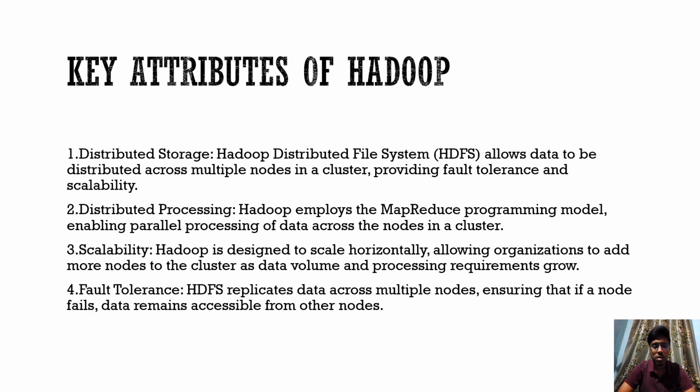Key attributes of Hadoop: distributed storage. Hadoop Distributed File System (HDFS) allows data to be distributed across multiple nodes in a cluster, providing fault tolerance and scalability. Distributed processing. Hadoop employs the MapReduce programming model, enabling parallel processing of data across multiple nodes in a cluster. Scalability. Hadoop is designed to scale horizontally, allowing organizations to add more nodes to the cluster as data volume and processing requirements grow. Fault tolerance.